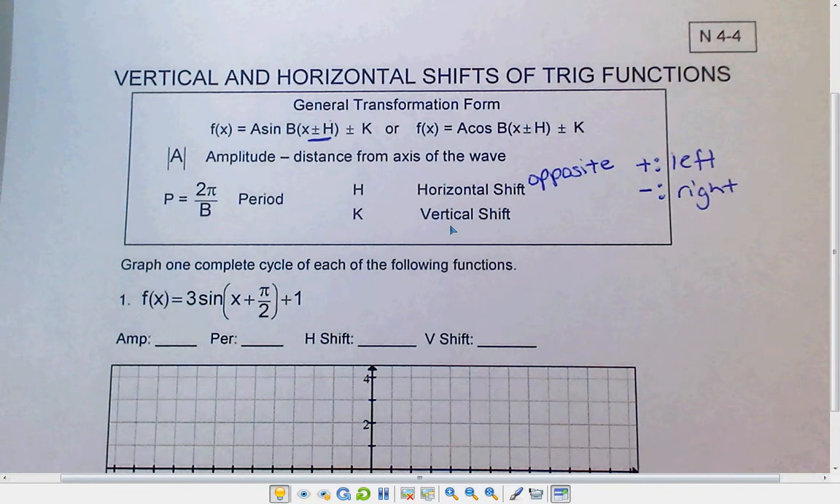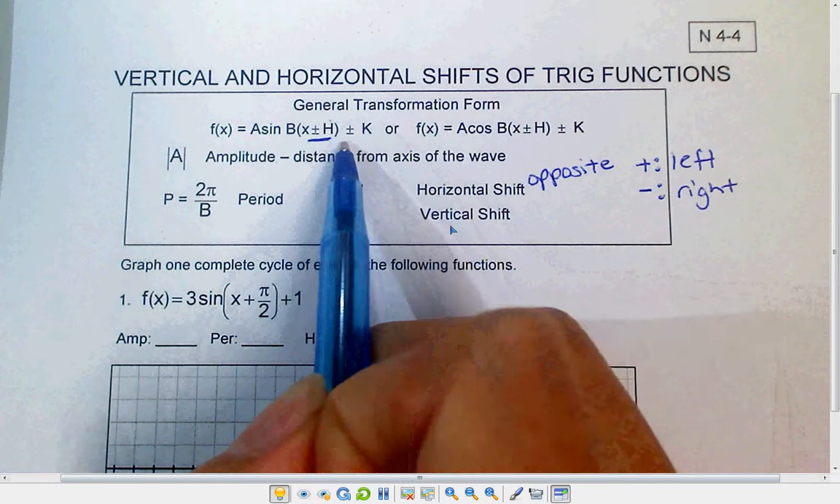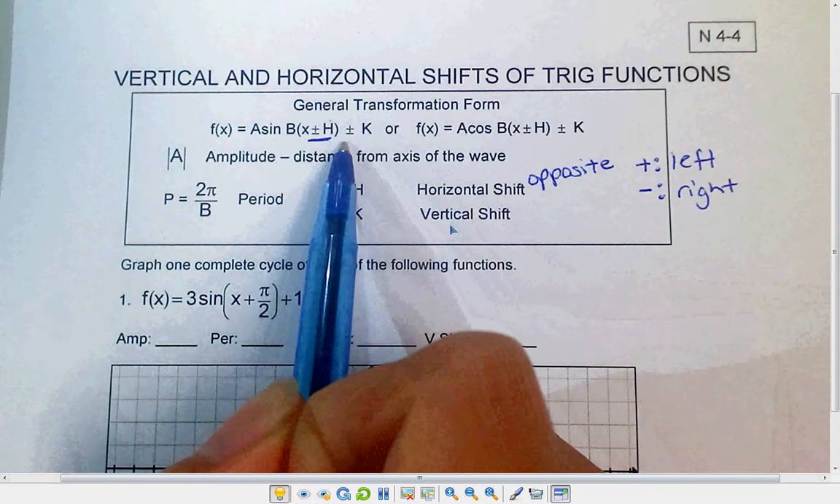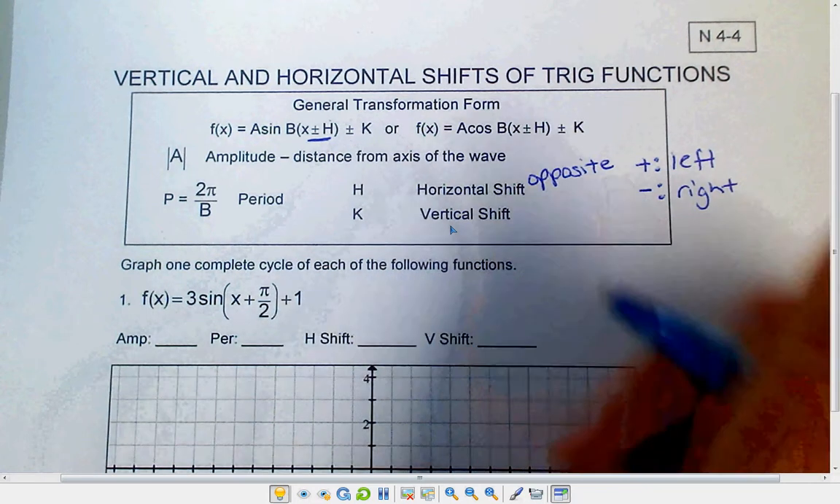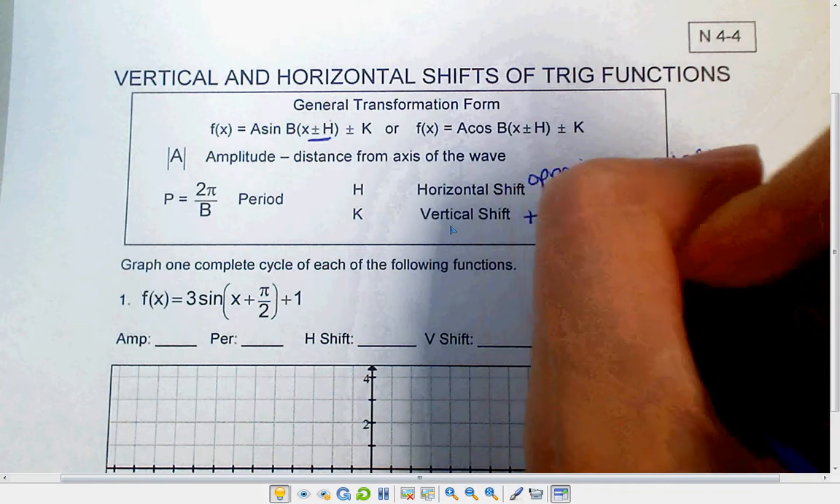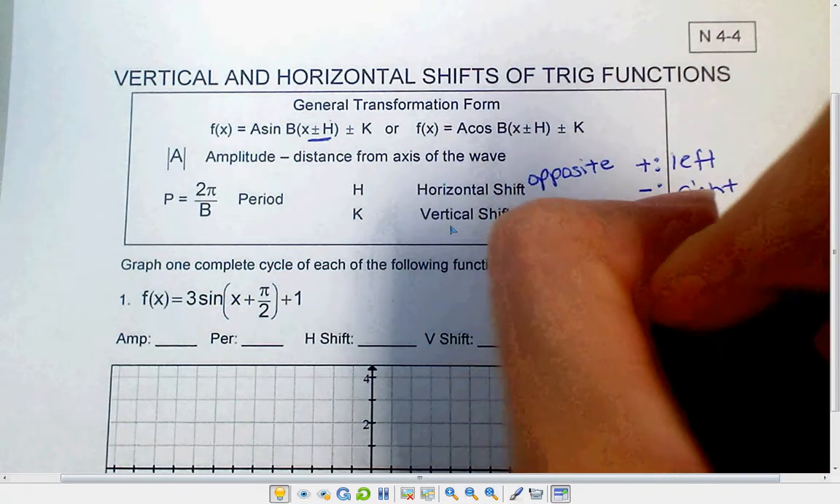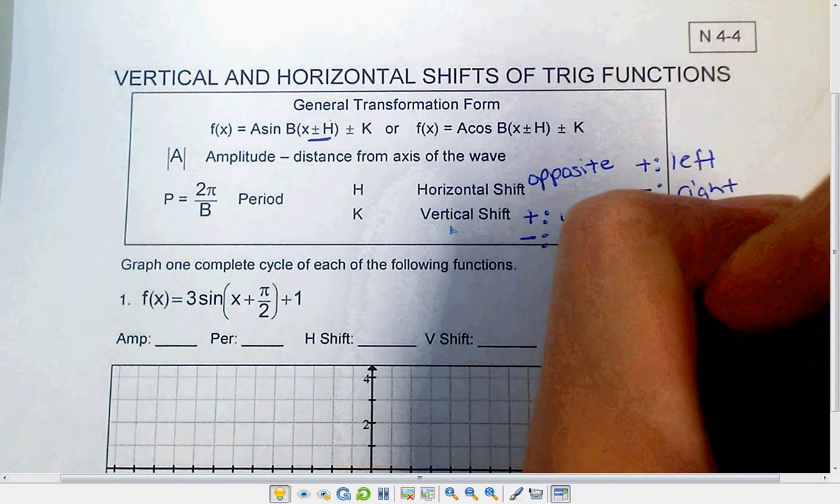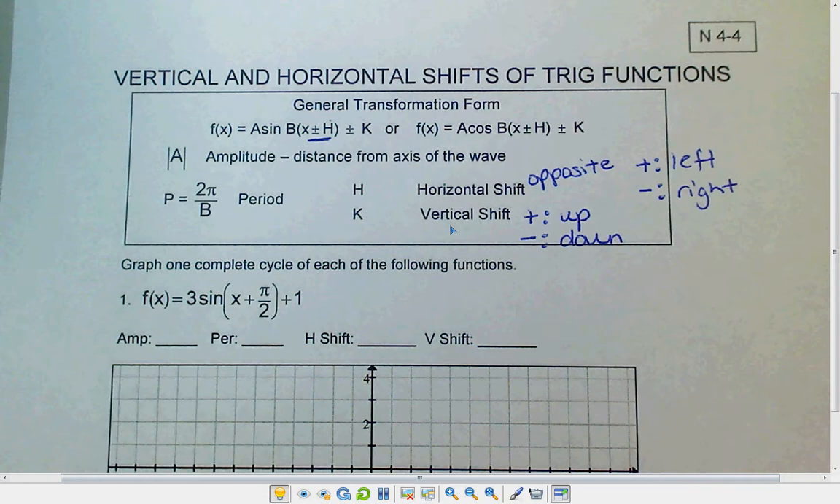Same thing. With your k value, which is being added or subtracted outside the parentheses, this is now your vertical shift. And this is the same as what you would expect. So if you're adding, you're moving up, and if you're subtracting, you're moving down. So this is really the only new thing we're learning today.